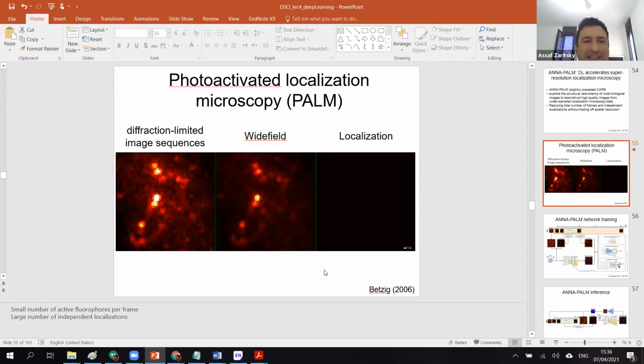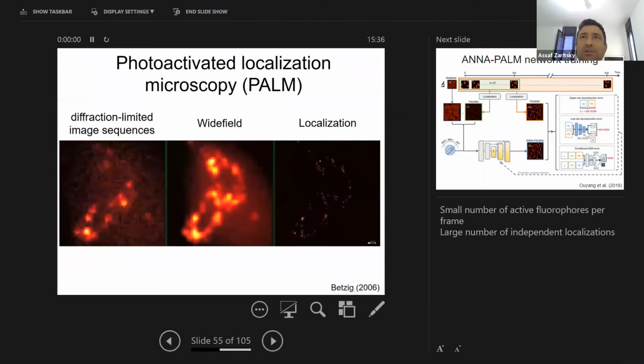So this creates a trade-off, right? Between the small number of active fluorophores per frame and the large number of independent localizations. So we need to take a lot of images. It's going to take us a lot of time to do it. We cannot do it fast, right? Because we need to take so many images.